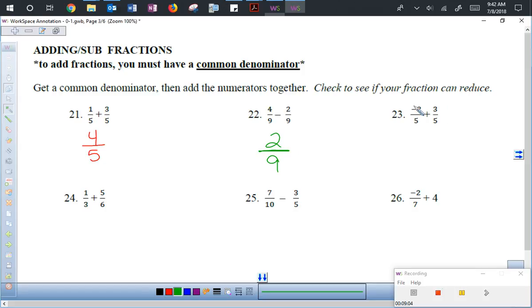On number 23, I have a negative 2/5 plus 3/5. Now they're throwing in negatives here. That's no big deal. It's just going to be the same. So let's start with the denominator. I have a denominator of 5. That can come on down.